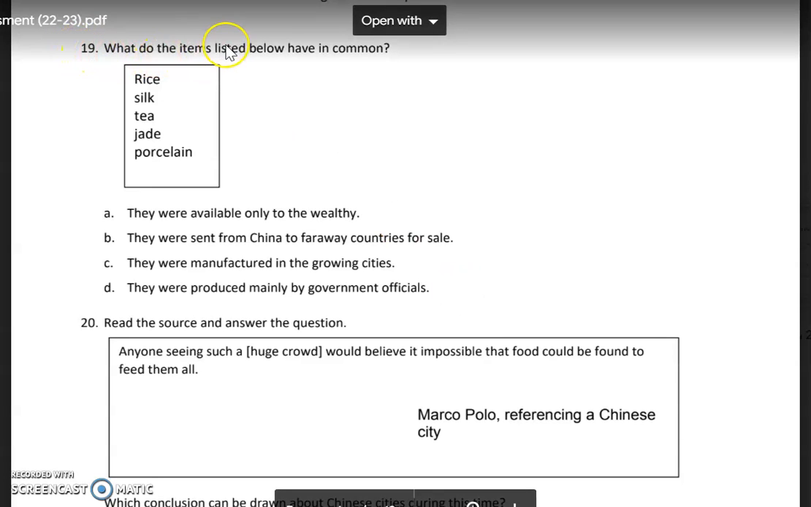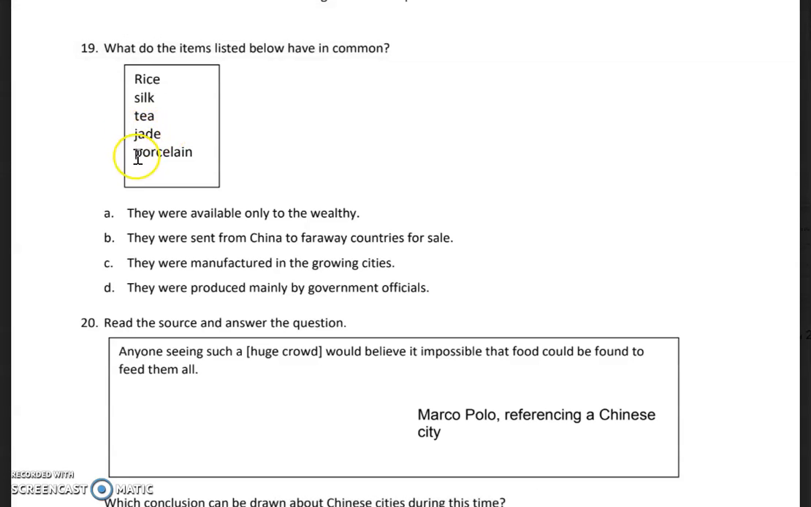19. What do these items listed have in common? Rice, silk, tea, jade, porcelain. A. They were available only to the wealthy. B. They were sent from China to faraway countries for sale. C. They were manufactured in the growing cities. D. They were produced mainly by government officials.